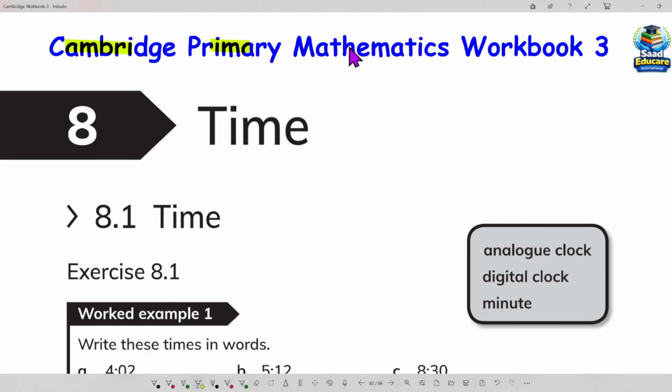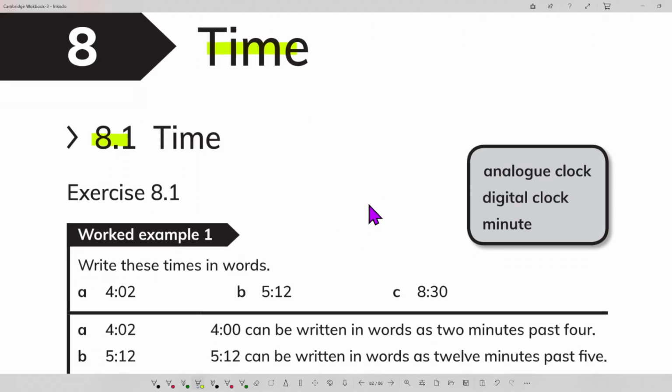Cambridge Primary Mathematics Workbook 3. Welcome to Sad Educare. We are starting Unit 8, Time, exercise 8.1.